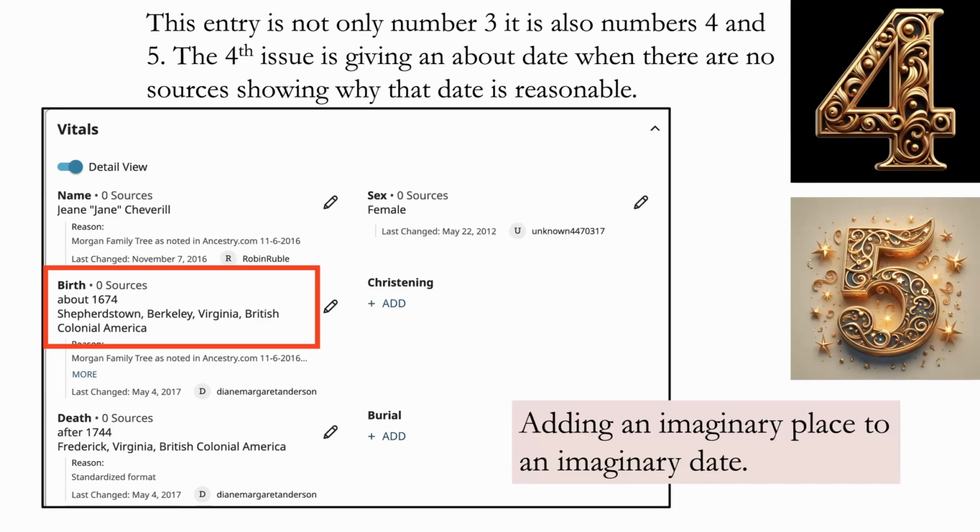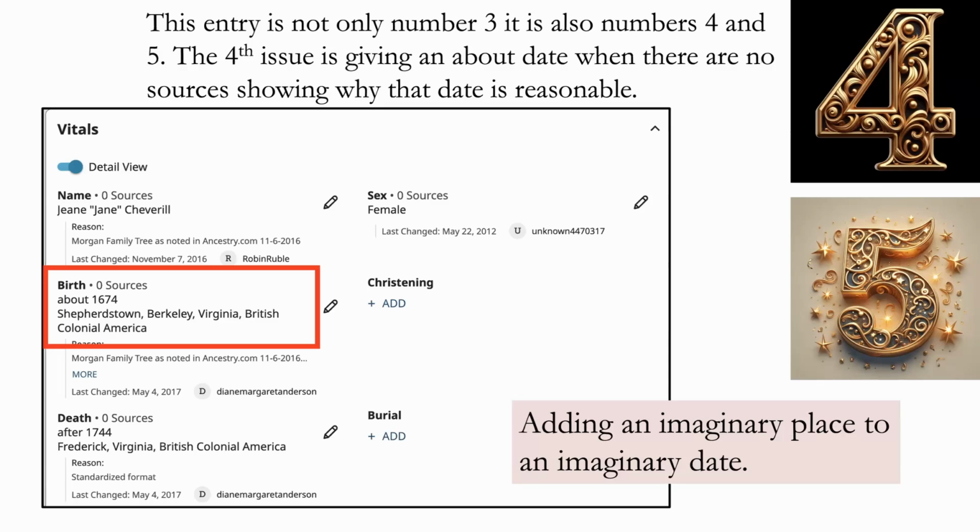But when were these counties and towns started? What are Shepherdstown and Berkeley? That's supposed to be a county and it's supposed to be a town. Were Shepherdstown and Berkeley in existence in 1674? Ask that question every time you see something like this.